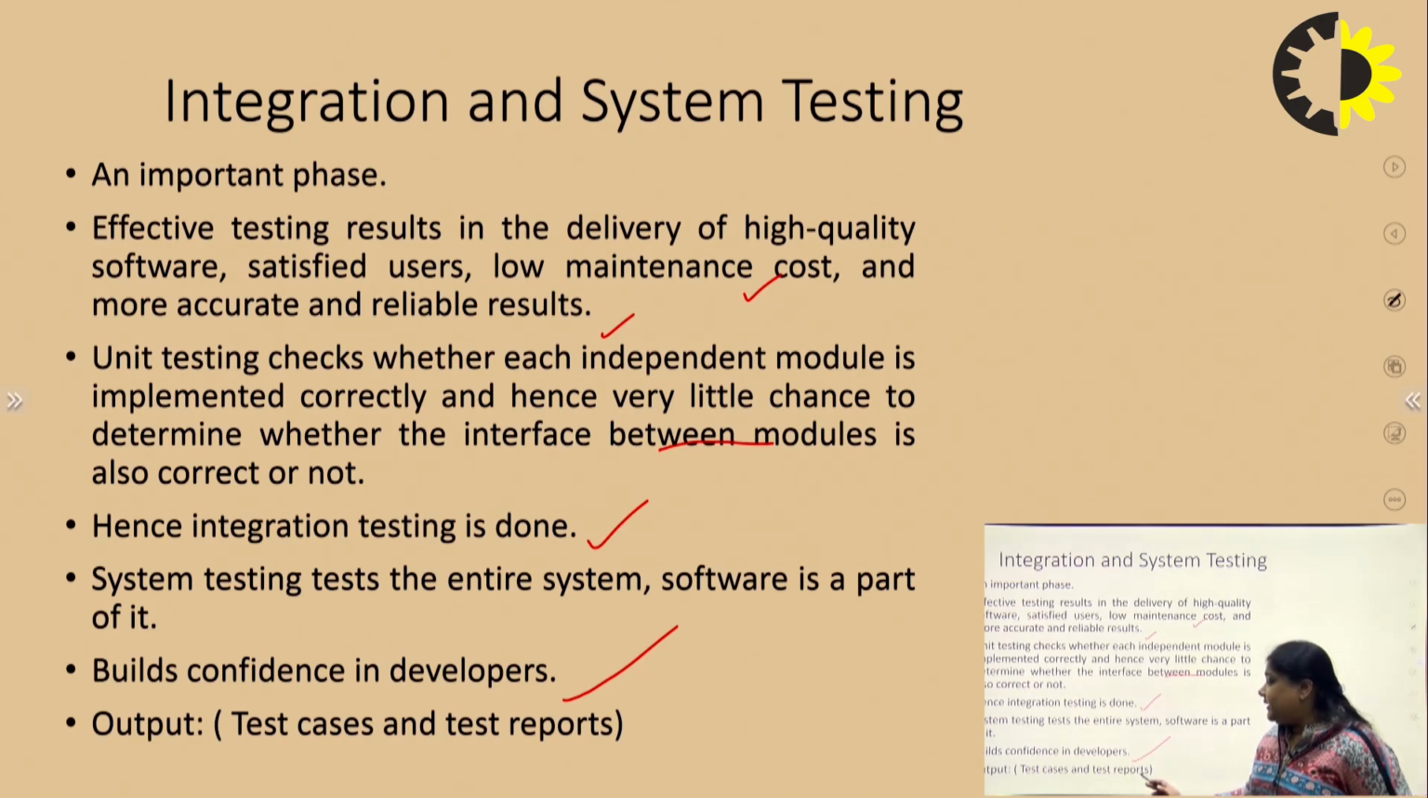The outputs are test cases and test reports, with different types of test cases. The software is checked with the help of different types of test cases. Different types of input values are given to the software, and it is checked whether the desired result is provided or not.